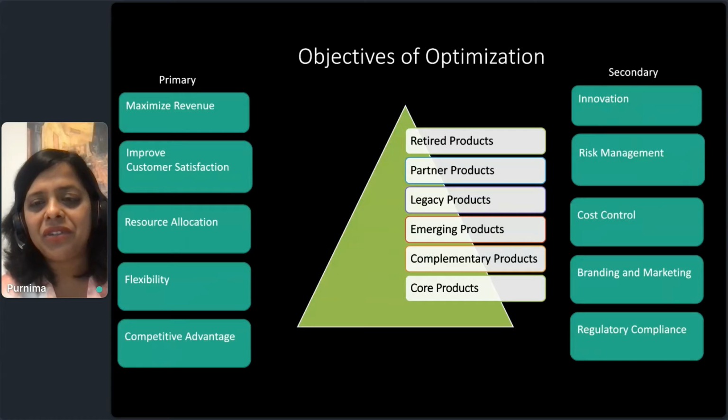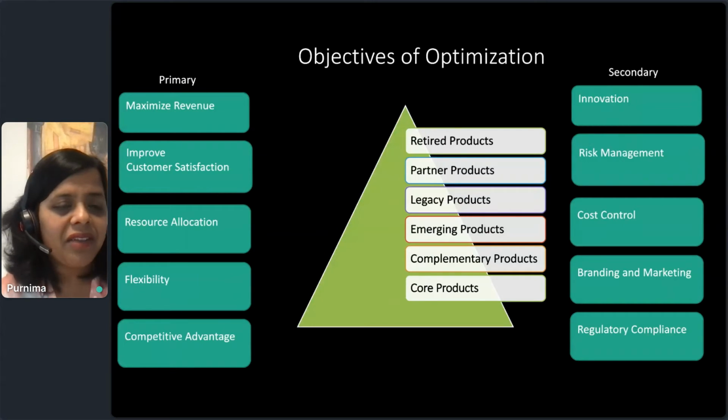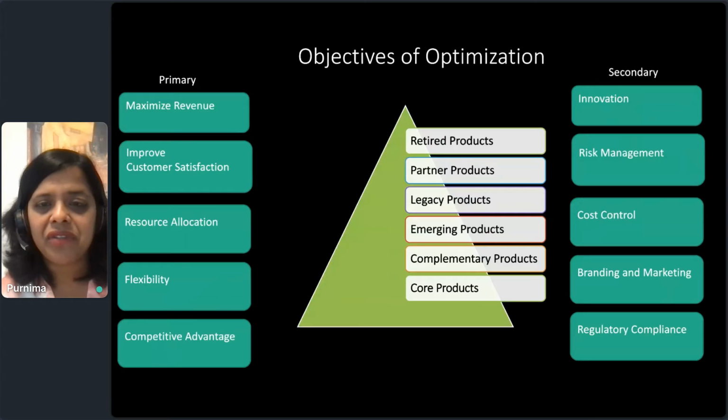And what are the stretch goals? The stretch goals is where secondary comes in, right? So maximizing revenue, improving customer satisfaction, resource allocation, flexibility to the market and trends, and being ahead of your competitors are always primary goals of whatever business, whether you're in hardware, software, whether you're on-prem, whether you're on SaaS. These things always stay steady.